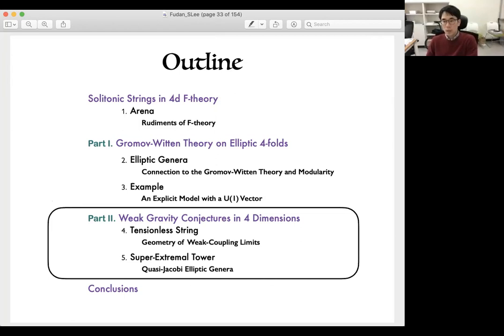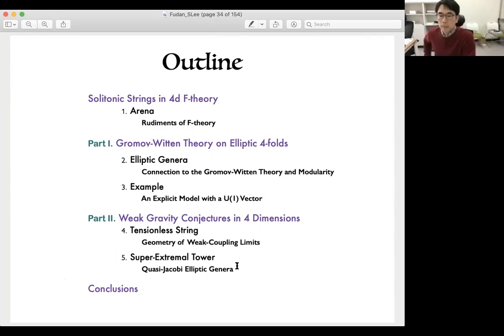In part two, I will switch gears to finally address the aforementioned quantum gravity constraints in four dimensions, and in particular, the weak gravity conjectures. Upon taking a weak gauge coupling limit, we will see that a certain special solitonic string necessarily becomes tensionless, whose excitations will then bring about a tower of particles, which in turn will satisfy the weak gravity inequality. And for this last step to work, it will be very crucial that the elliptic genus is a quasi-Jacobi form, which will already have been explained in part one. So this is the rough plan. Let's now begin.